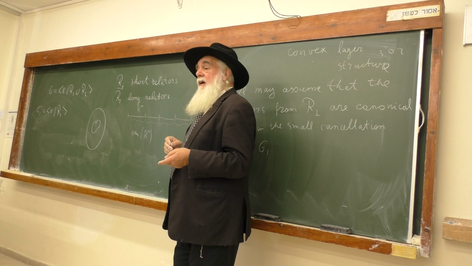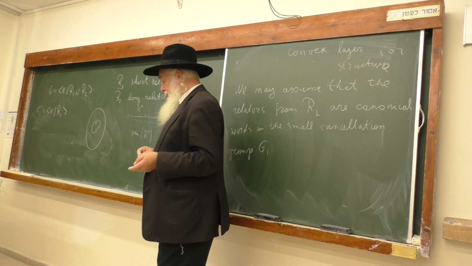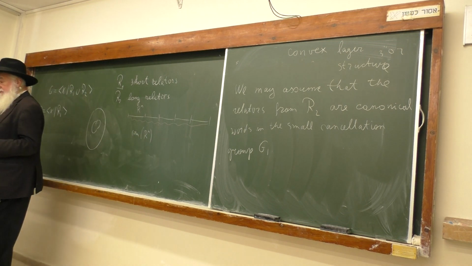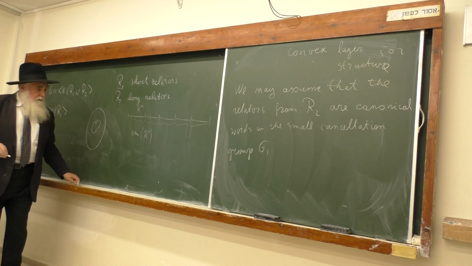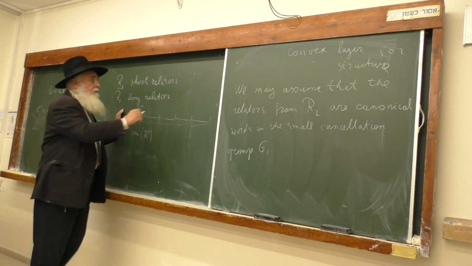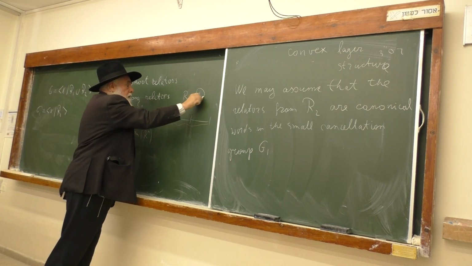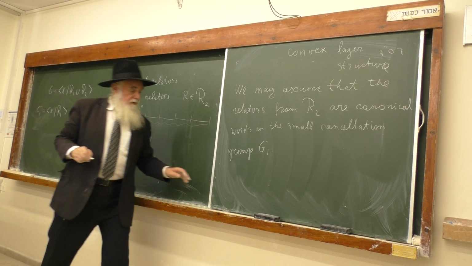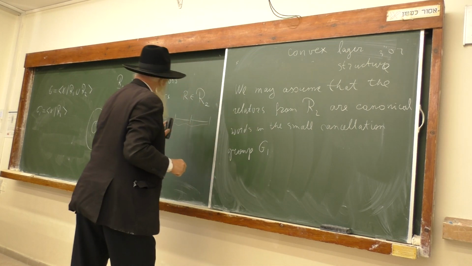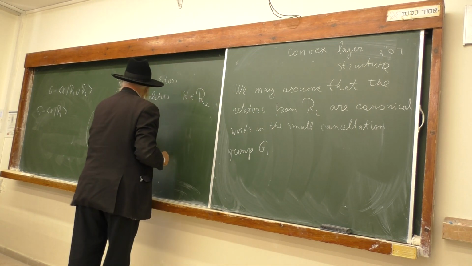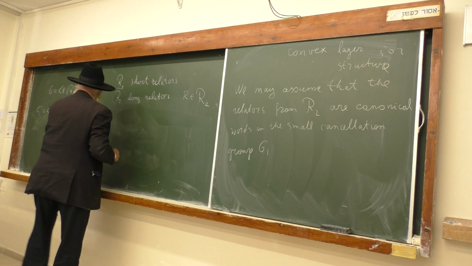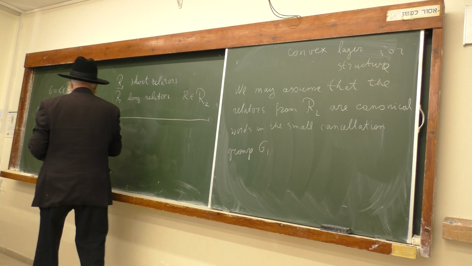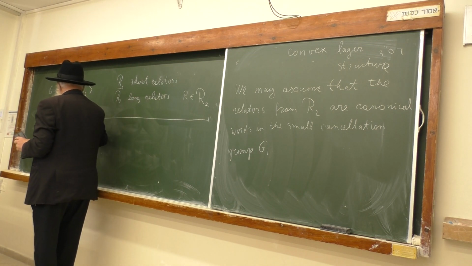Yes, I can say it again. So now we work in the group G1, which is a small cancellation group. R belongs to R2, it's a long relator. We take an indefinitely big power of R. Doesn't matter, very big. So it is of course cyclically reduced.